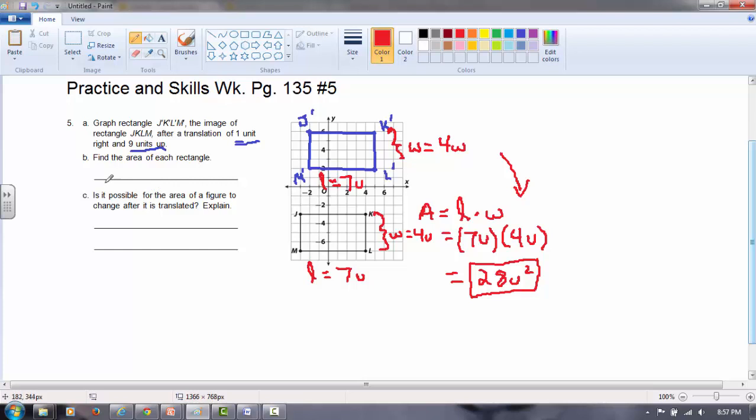So find the area of each rectangle. Let's write that down. My first one is going to be my J, K, M, L. So there's my rectangle, and that area is going to be equal to 28 units squared, and then J prime, K prime, M prime, and L prime, that one's going to be equal to 28 units squared.